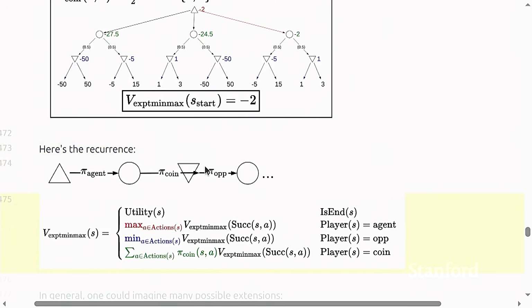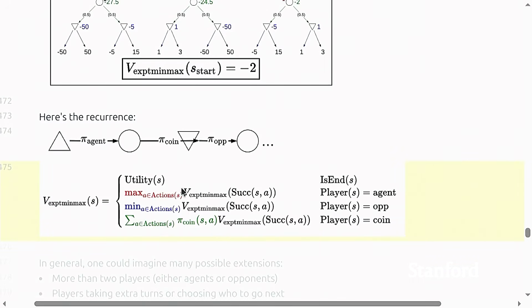So here's the recurrence. There are three recursive cases now. If it's the agent's turn, you take the max. If it's the opponent's turn, you take the min. And if it's the coin's turn, then you compute the weighted average with respect to pi coin. Okay? So in general, you might imagine all sorts of different recurrences. Hopefully this will unlock your imagination.